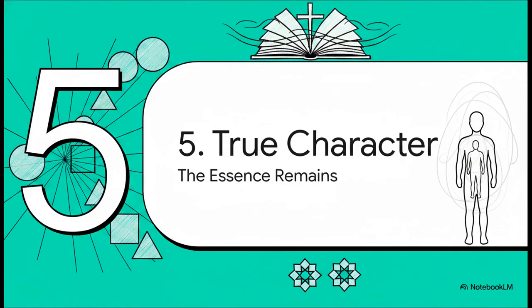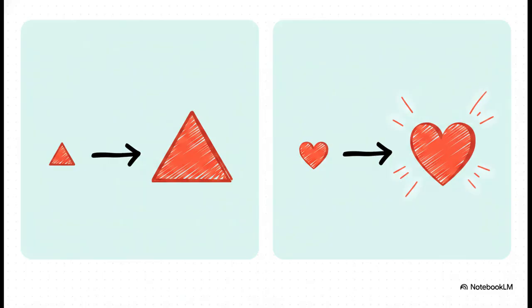Moving into Section 5, Transformation and True Character. The essence remains. I want us to slow down the pacing for a moment here, because the curriculum draws a really interesting parallel between geometry and personal character. On the left, with geometric transformation, a figure's appearance might get way bigger or way smaller, but its core shape, its true essence, stays exactly the same.